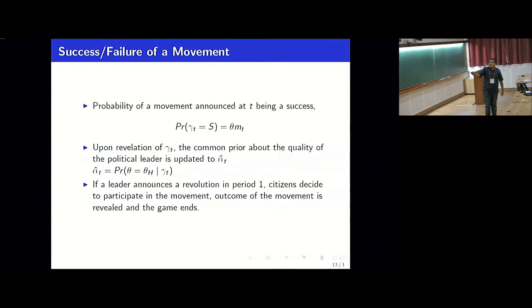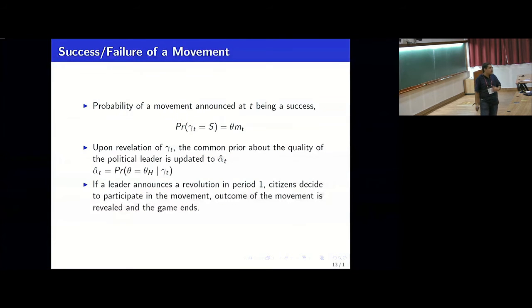So here is the probability of a movement. The probability that the movement is successful is given by theta times MT. It says that the greater the citizen participation, the higher the probability of success of a movement. And also it says that given the same level of citizen participation, a higher ability leader has greater chances of being successful.